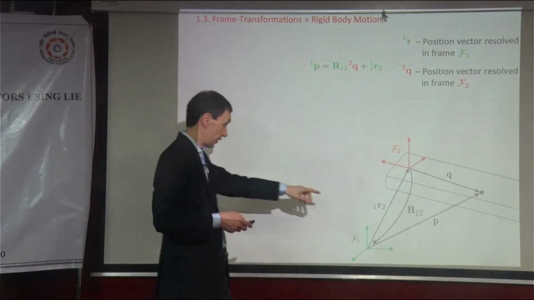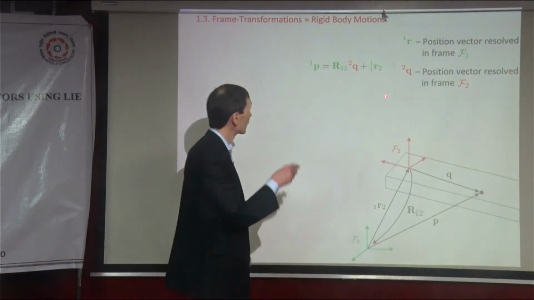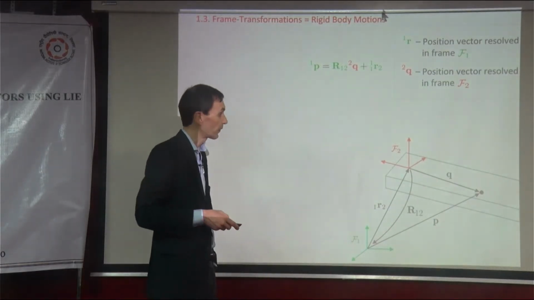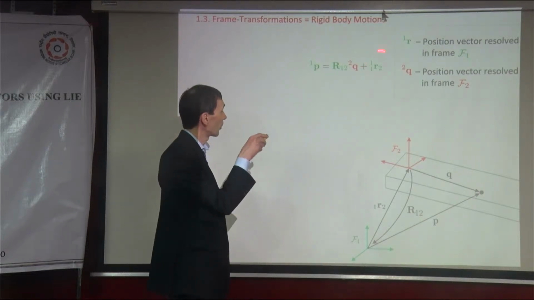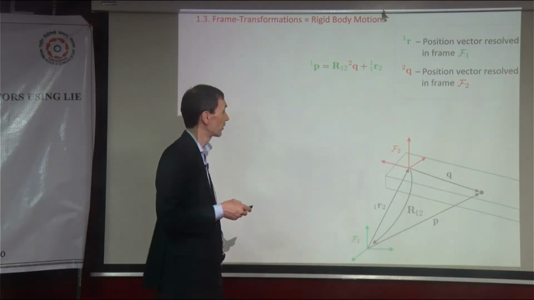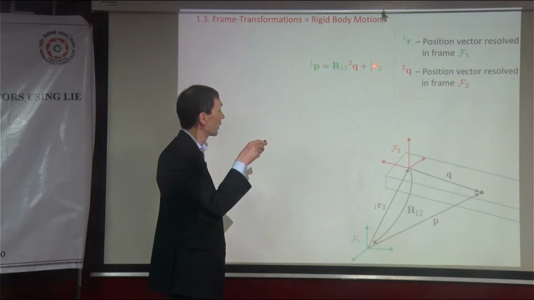Okay, but still, when I do computations, I have to represent it in some frame. And that's why we have the 1 on top of it. It now becomes super complicated. It's not complicated, it's just not used to it maybe. So anyway, R1,2 is represented in the one frame.